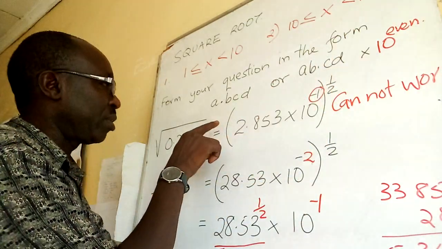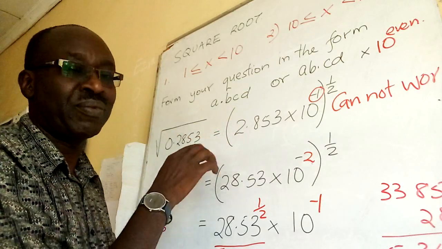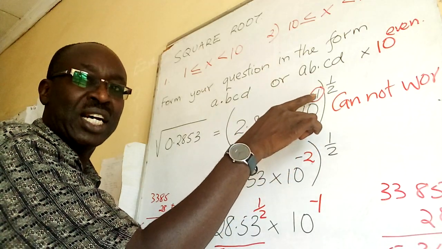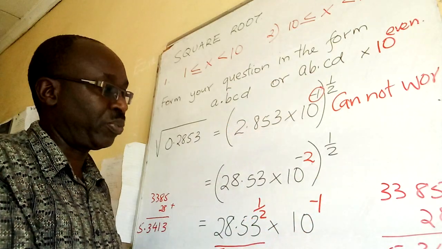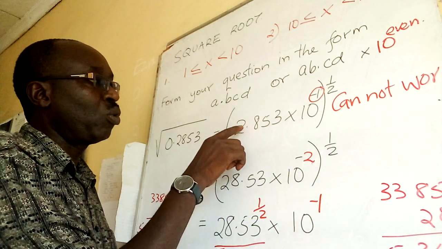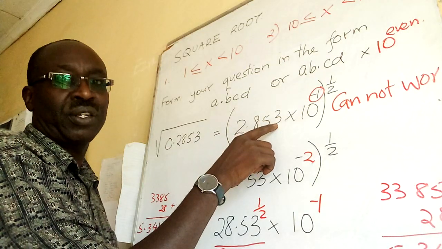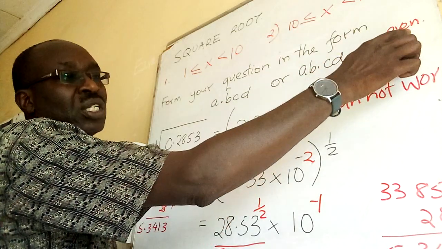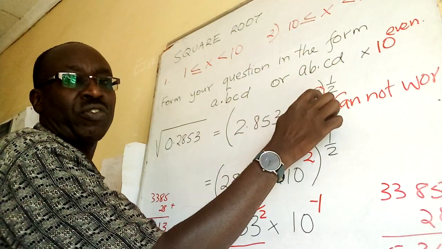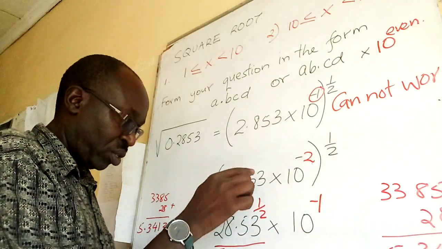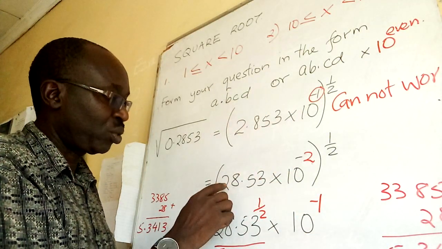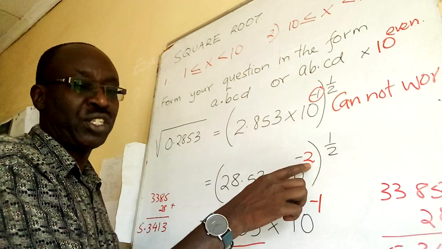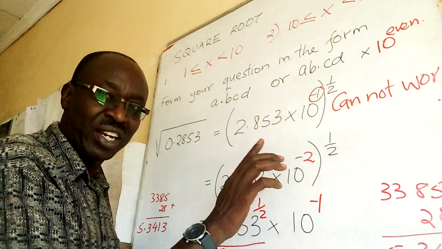Power half stands for the square root sign. So this power half means square root of this. Now, once you have realized it does not work, jump by one step. So from 2.853, even though it is in this form, this cannot work because the power is not even. Come here, jump by one step. So 28.53 times 10 to the power negative 2. Now this is even. Once it is even, you are done.